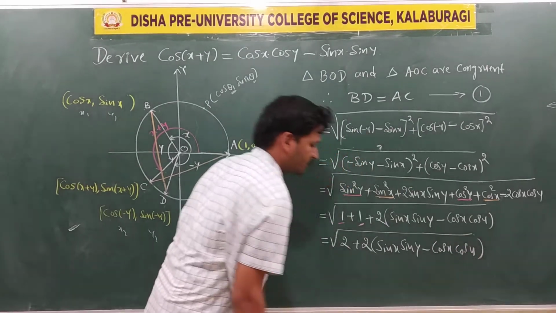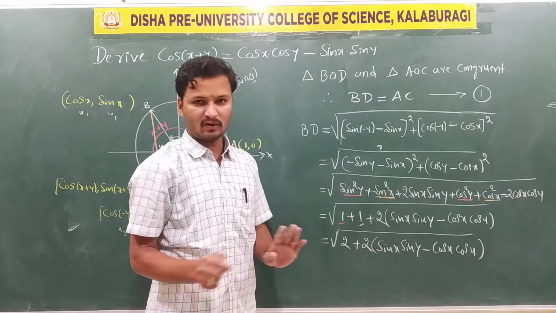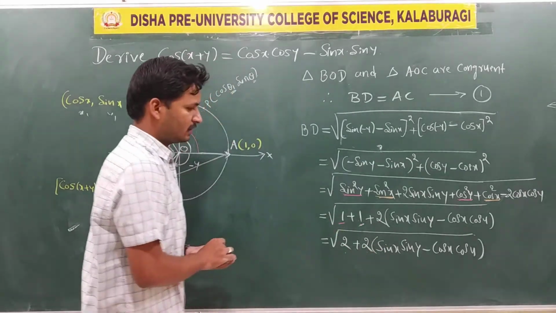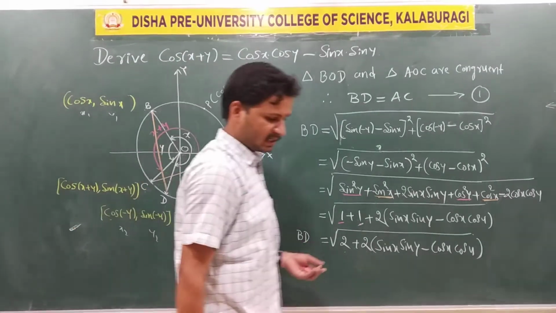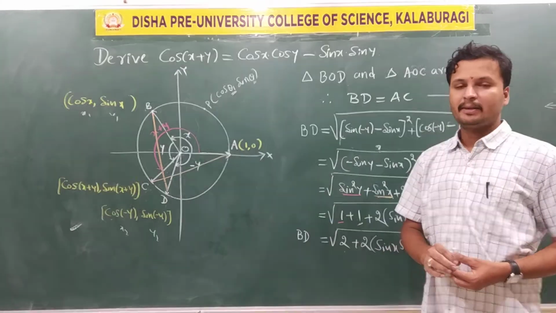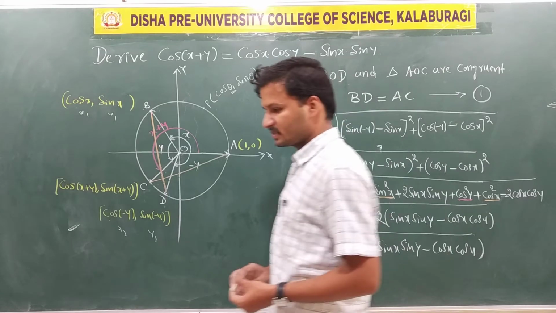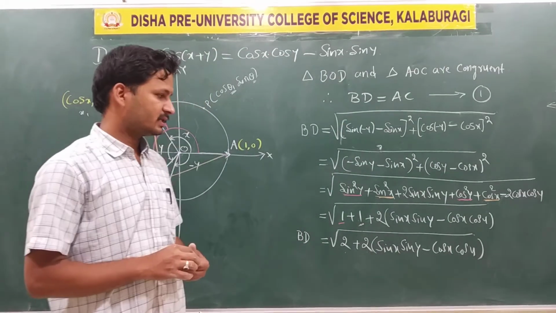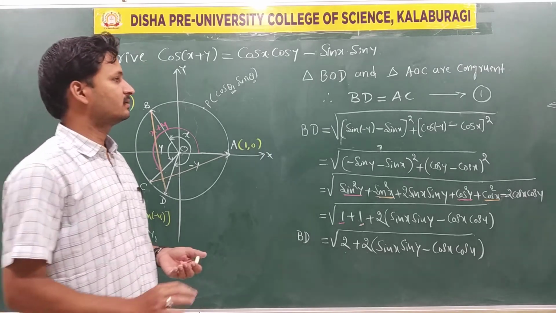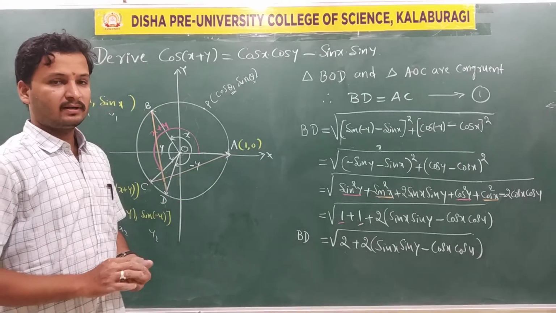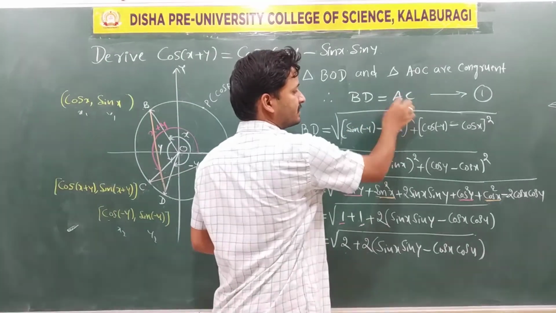So don't take common term. Here 1 plus 1 is 2. Here 2 is there. Don't take common. Keep as it is. So now this is the distance between point B and D. So that is square root of 2 plus 2 times of sin x into sin y minus cos x into cos y. Okay. Then next, this is BD. Then we need to evaluate the distance between point A and C, that is AC.